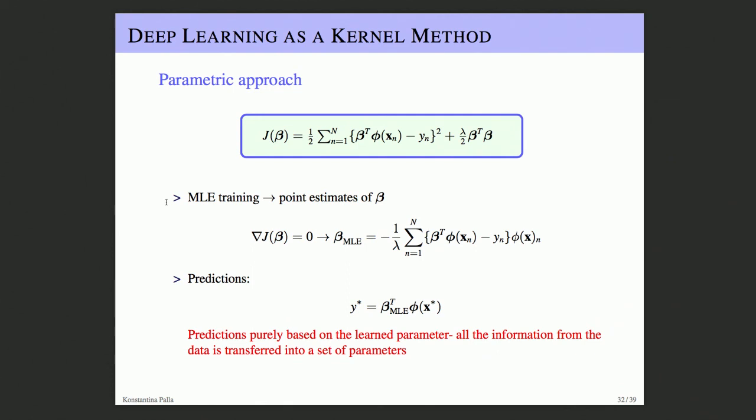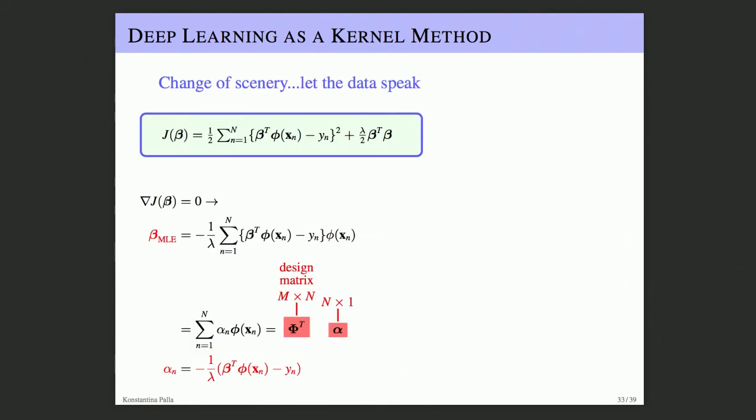So the takeaway message from this slide is that the predictions are fully based on the learned parameters. We don't use the training data, we don't use the observations; all the information from the data is transferred through the point estimates. That's why this approach is called parametric. In order to make predictions, I use the data implicitly through parameters, through point estimates, okay? Questions?